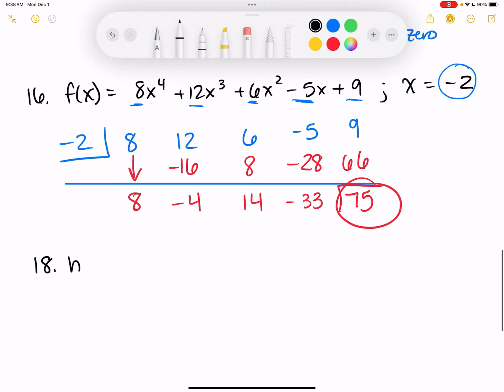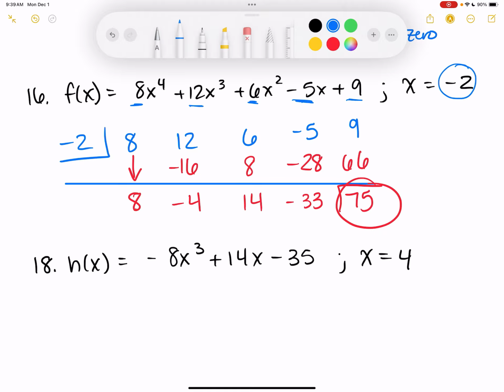18, h of x is equal to negative 8x cubed plus 14x minus 35. x is equal to 4. So first thing, is this in standard form? Descending order. Yes. Am I missing any terms? Yes. What term is missing? 2. Okay, the x squared term.